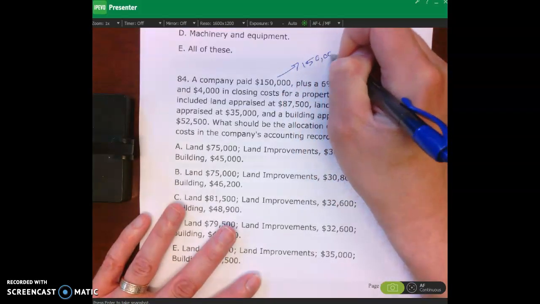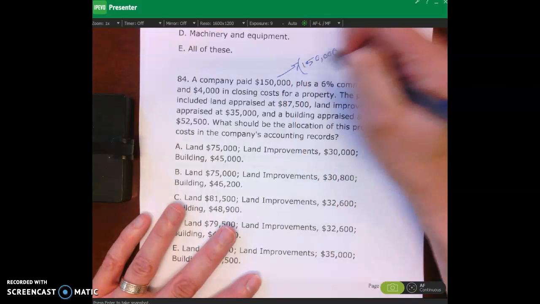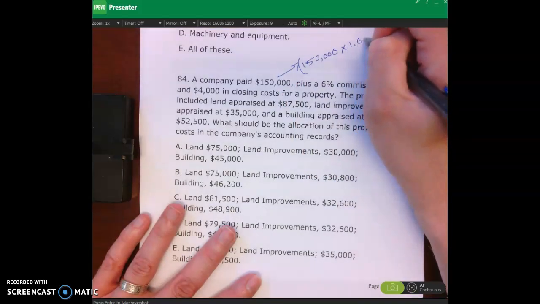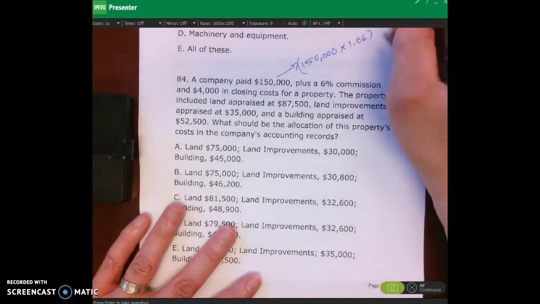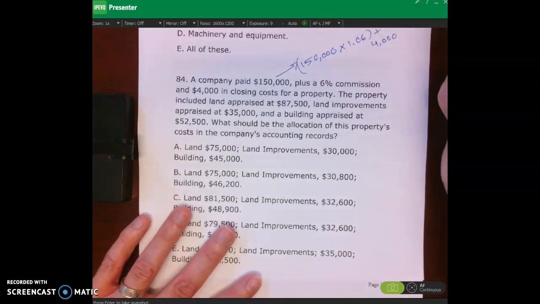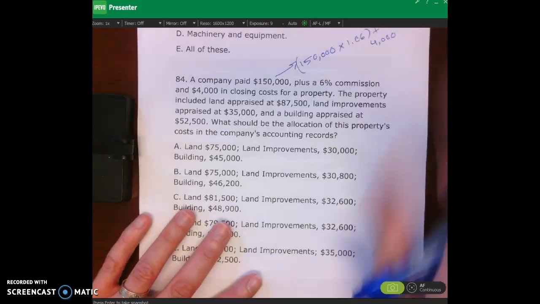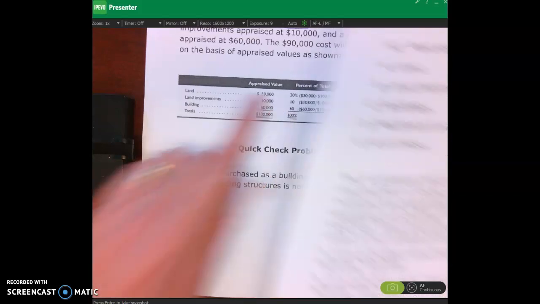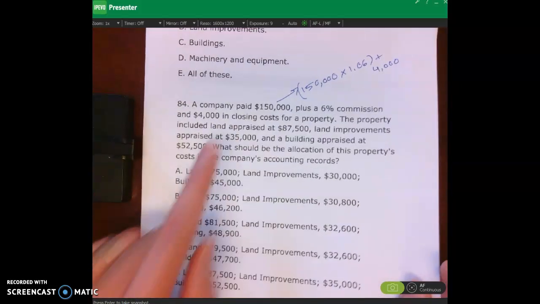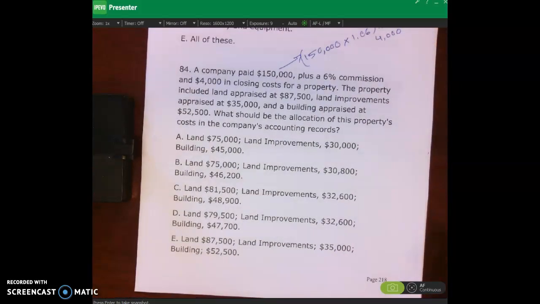It's $150,000 plus that commission: 6% commission on that $150,000 is $9,000. That's the cost. So then use this table just like this to do this problem. Go ahead and pause the lecture video, come back, and then we'll check it.